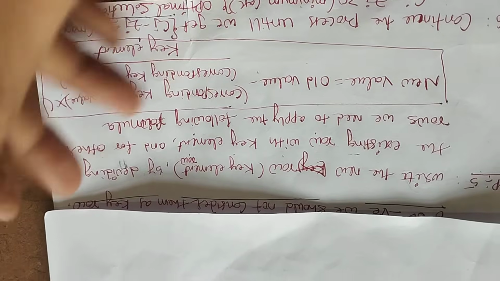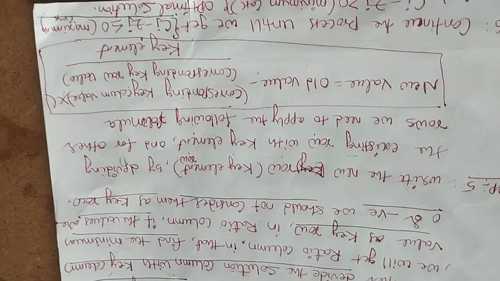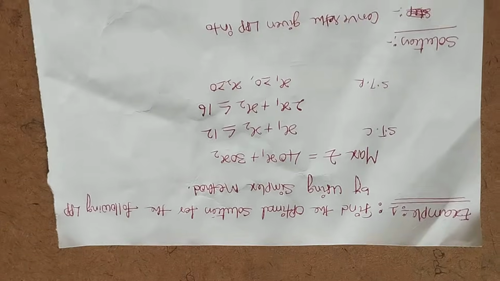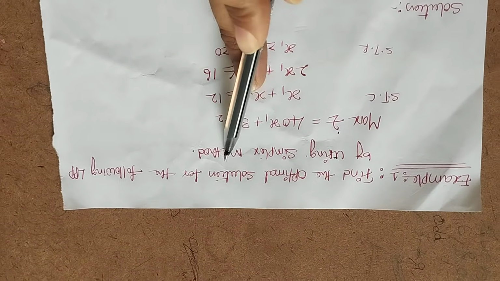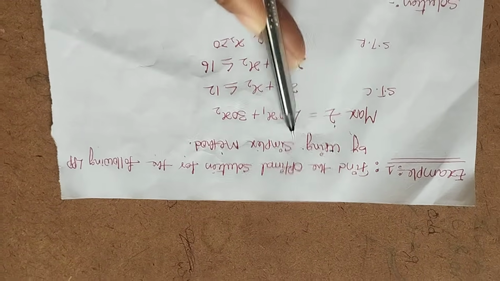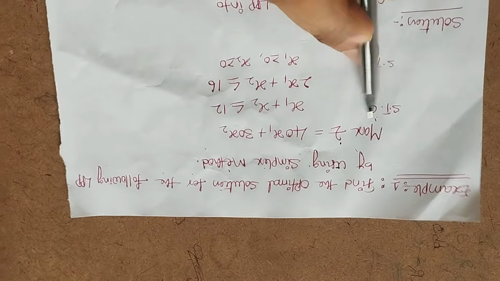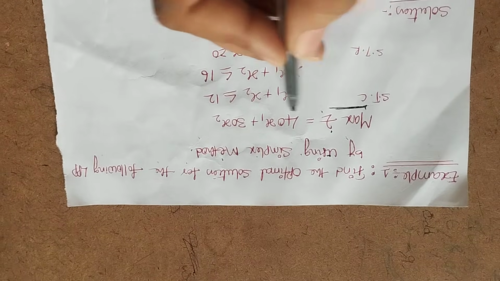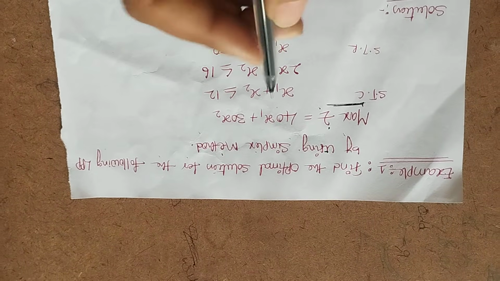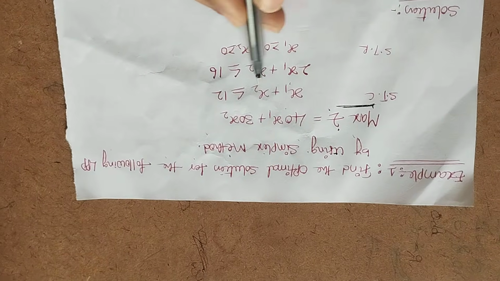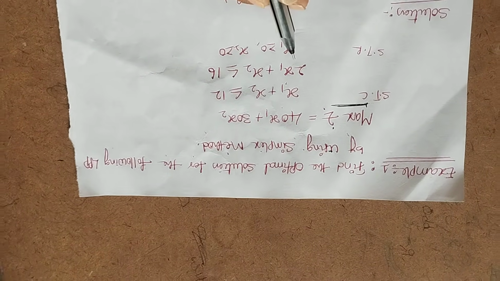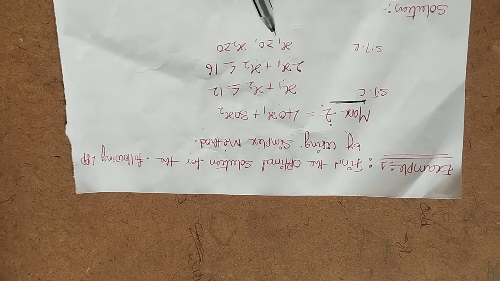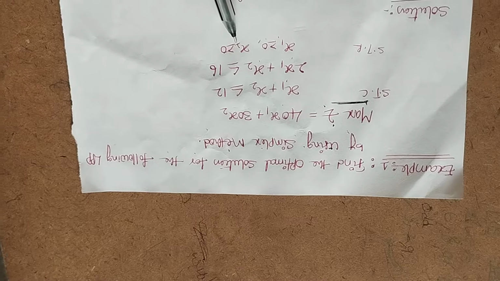Now, based on this procedure, let us discuss one example problem of the simplex method. So here is the example problem. Find the optimal solution for the following LPP by using the simplex method. Here it is a max z, that means a profit case. The max z is equal to 40x1 plus 30x2, and the subject constraints are x1 plus x2 less than or equal to 12, 2x1 plus x2 less than or equal to 16, and the subject restrictions are x1 greater than or equal to 0, x2 greater than or equal to 0.